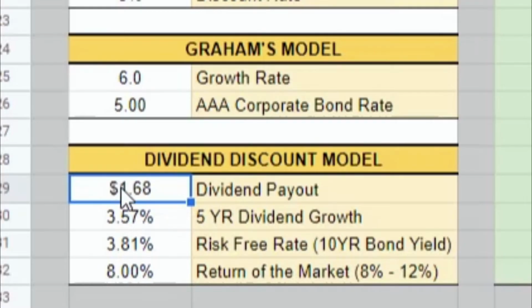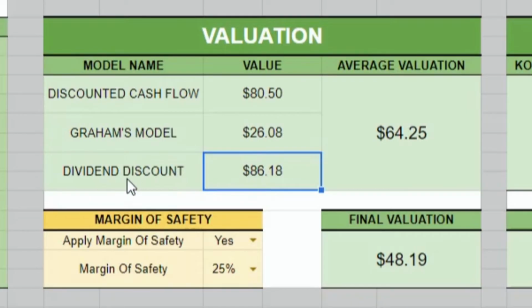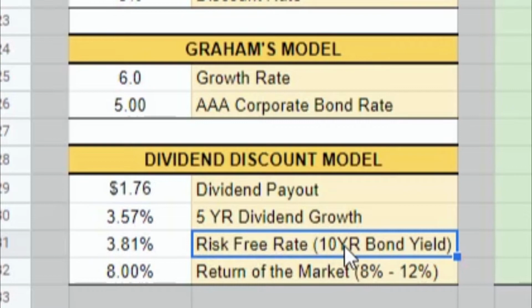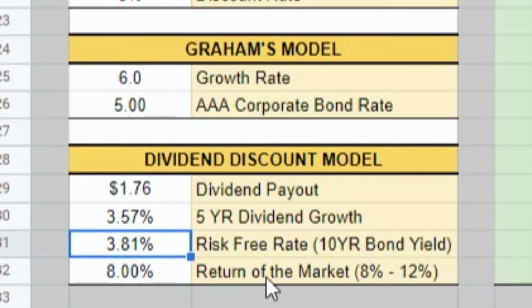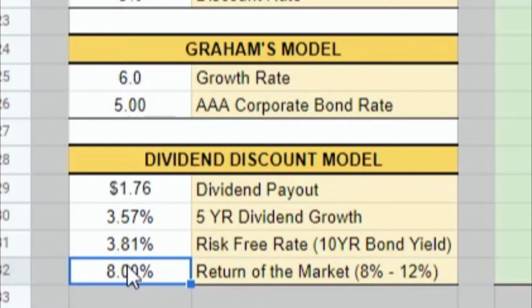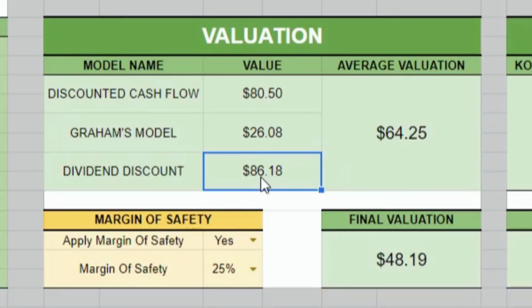Coming back to our tab here, in 2021, it was about $1.68 for the entire year, but if we increase that to the projection for 2022, it does give us a little bit more in our valuation for the dividend discount model. Remember that 5-year dividend growth rate was 3.57%. The risk-free rate or 10-year bond yield is 3.81%. And what is the average annual expected return of the market? We're going to put in around 8%. That gives us a valuation of about $86.18.